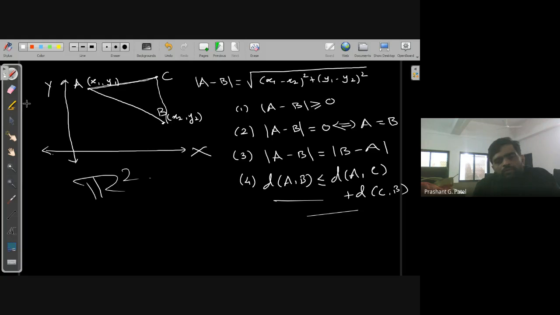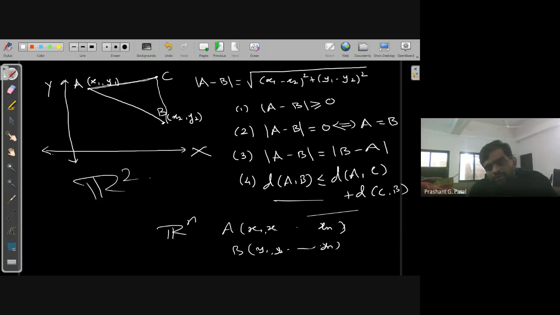Now we can generalize this concept for any space Rn. That means we know the distance between 2 points in Rn. We know the formula. Let's say the 2 points in Rn are A: x1 up to xn, and B: y1, y2 up to yn. These are the 2 points we can have.